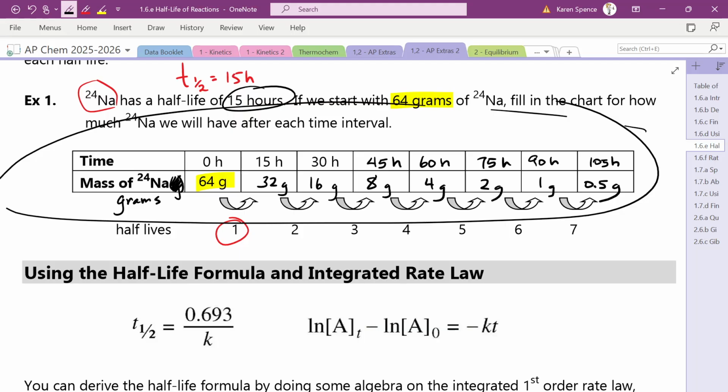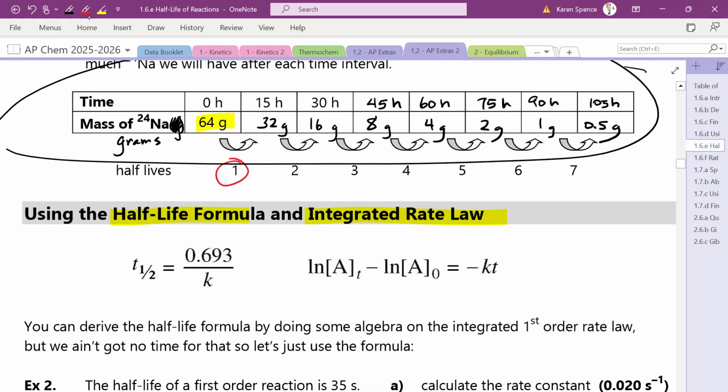If it's not nice, easy numbers, you can use the half-life formula and the integrated rate law formula together. And because this is radioactive decay, what order is radioactive decay? Sorry, I've got a cough drop in my mouth. First order. So we're going to be using our natural log formula.